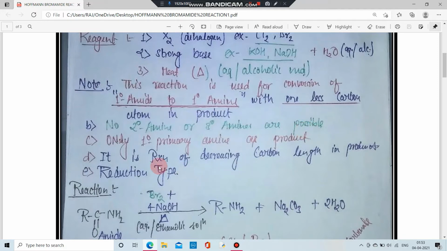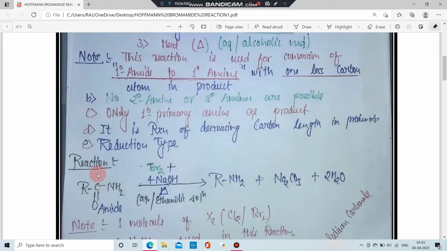Okay, as we have discussed, it is a type of reaction where there is a decrease in carbon length in the products. Now it is also a type of reaction where reduction occurs, or we can say the amide gets reduced to a primary amine. So it is a reduction type of reaction. Now this is a standard reaction of the Hofmann bromamide degradation reaction.